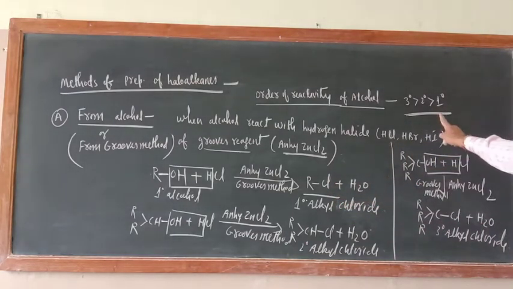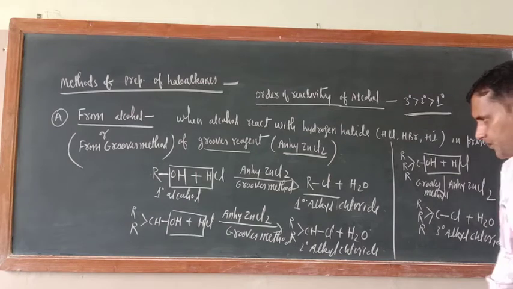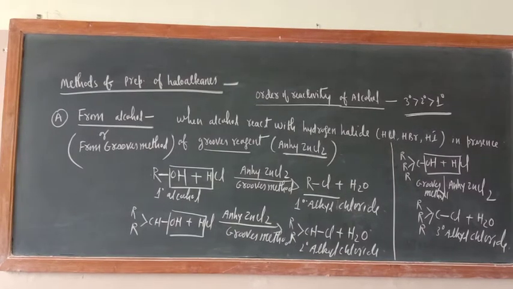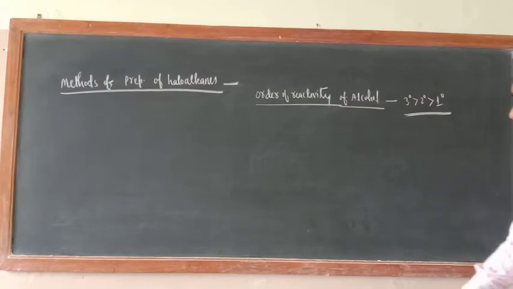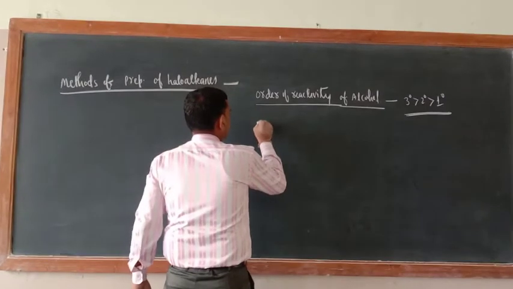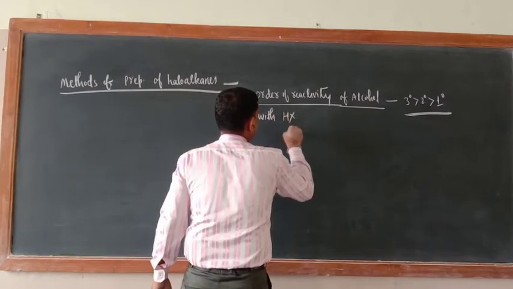Why is 3 degree more reactive towards this reaction than 2 degree, and in turn 2 degree more reactive than 1 degree? Okay, so we'll explain this one also. This is because of, just a minute, let me rub this one and I will explain. Okay, so just see, this is the order of reactivity of alcohol towards hydrogen halide, HX, okay.